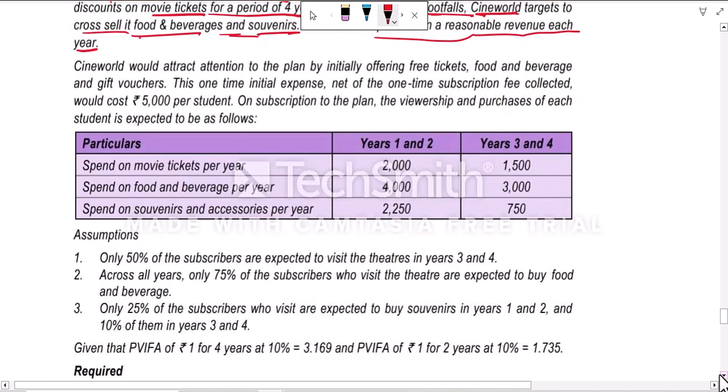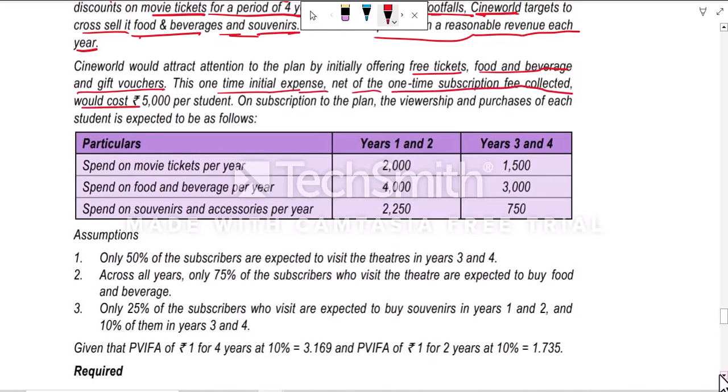Cineworld attracts attention to the plan by initially offering free tickets, food and beverage, and gift vouchers. This one-time initial expense, net of the one-time subscription fee, would cost 5,000 per student. So the initial expense is 5,000, and we are getting the subscription fee of 5,000 from every student. On subscription to the plan, the viewership and purchases of each student are expected as follows.